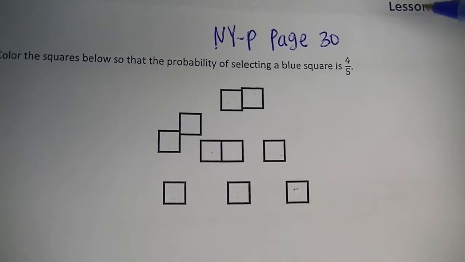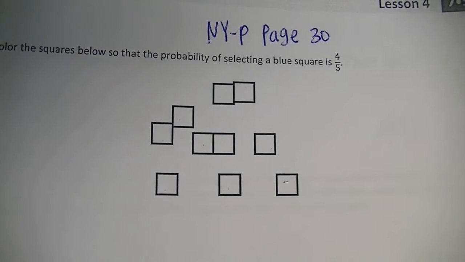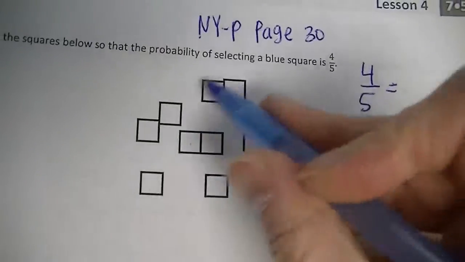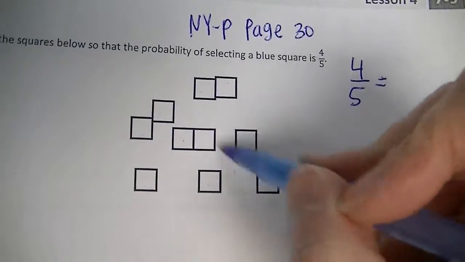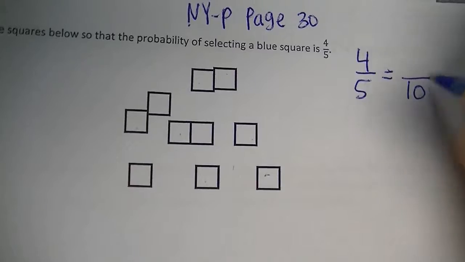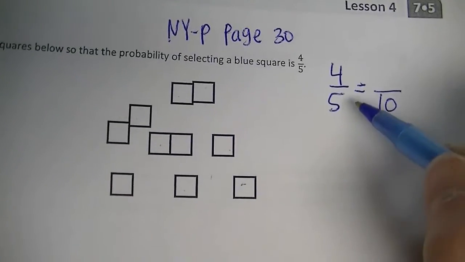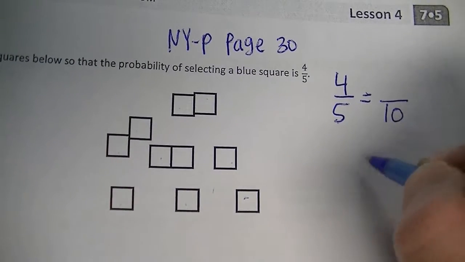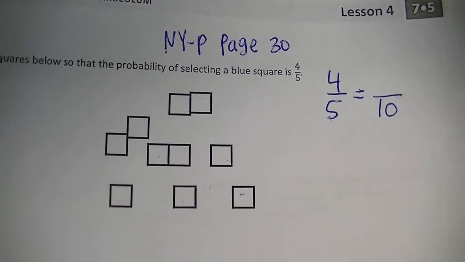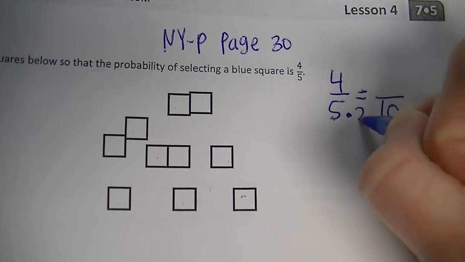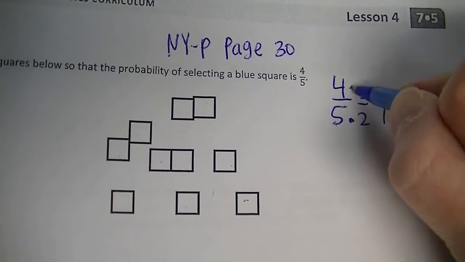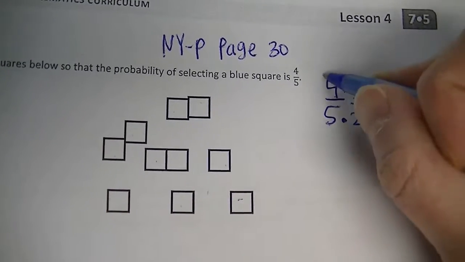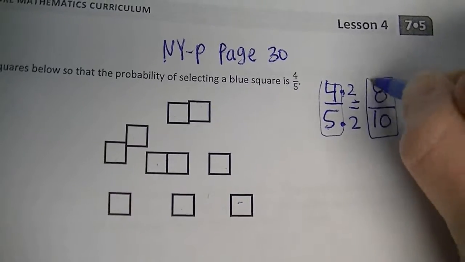So what you need to do, this kind of stems back into your equivalent fractions and proportions. We need to make this 4/5 out of 10 because there's not 5 here, there are 10. So 10 is the whole. Well, how can we find an equivalent fraction to 4/5? You got to ask yourself, well, how did we get from 5 to 10 using multiplication or division? Well, we used multiplication and we multiplied by 2. So if you do that to the denominator, you have to do that to the numerator. 4 times 2 is 8. Okay, so 4/5 is equal to 8/10.